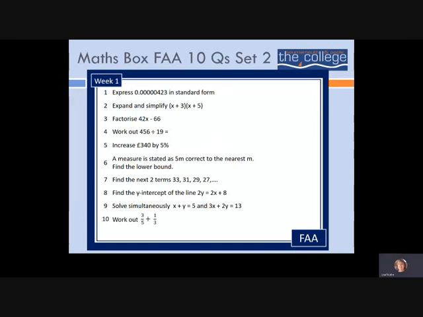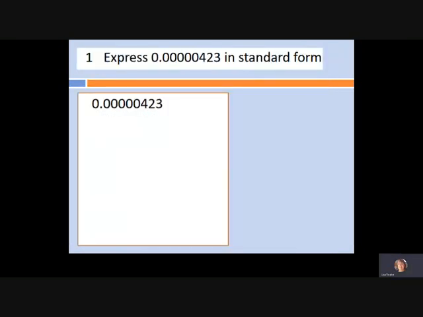On the screen you have Maths Box set 2 for the 10 questions, and I will walk through and explain those questions to you and how to answer them. Express 0.000000423 in standard form. That means we need to write it in a standard format.